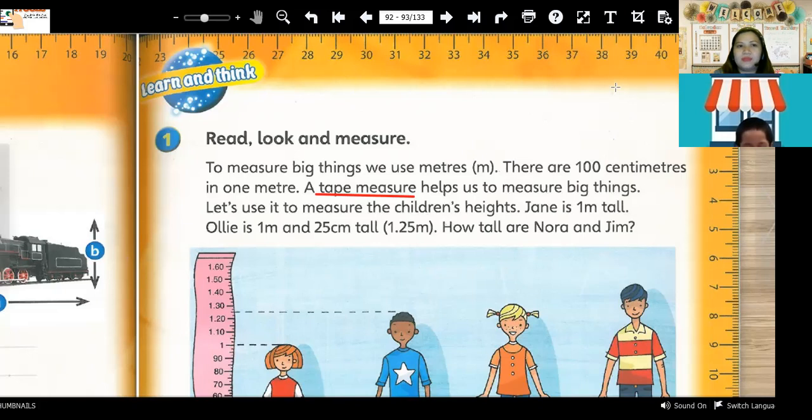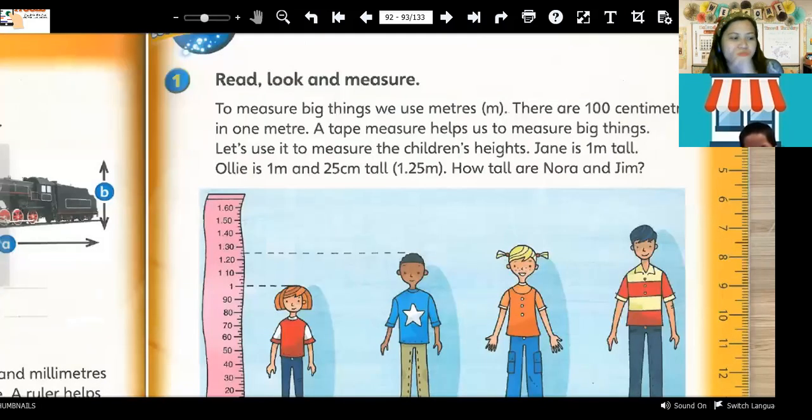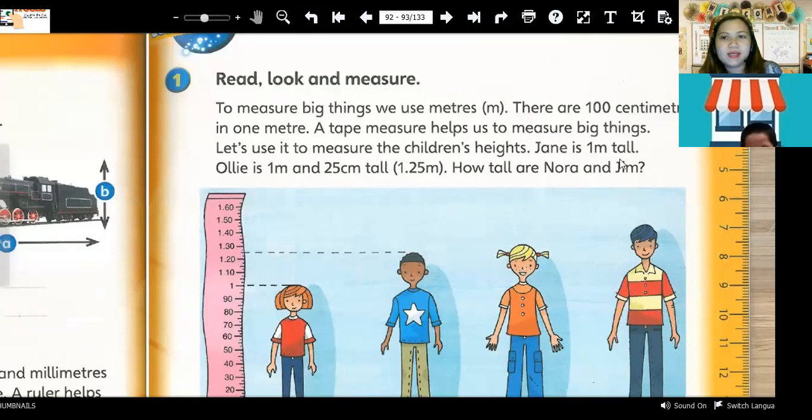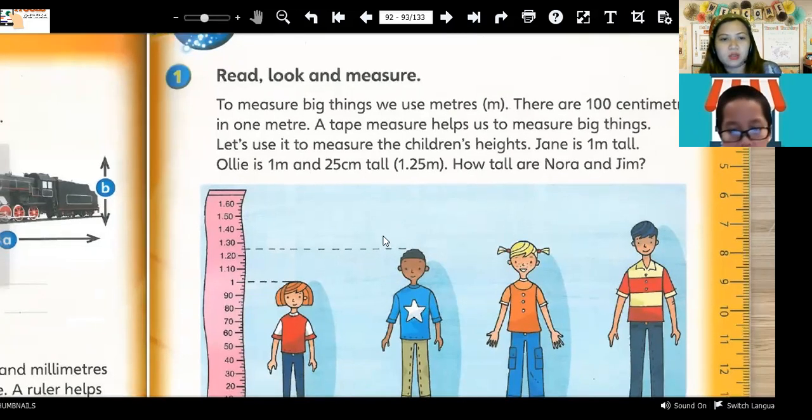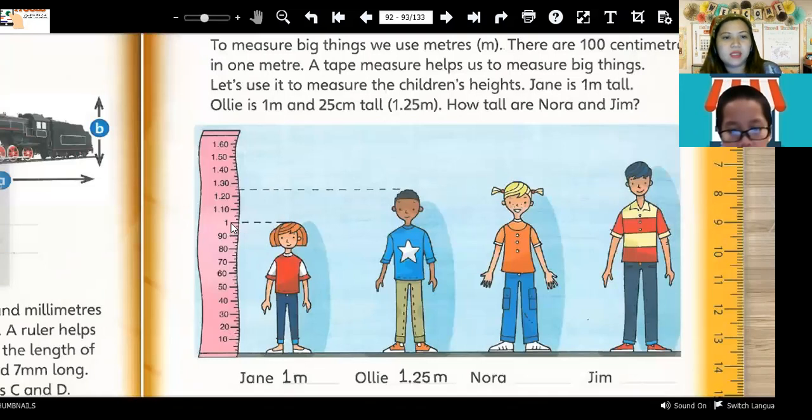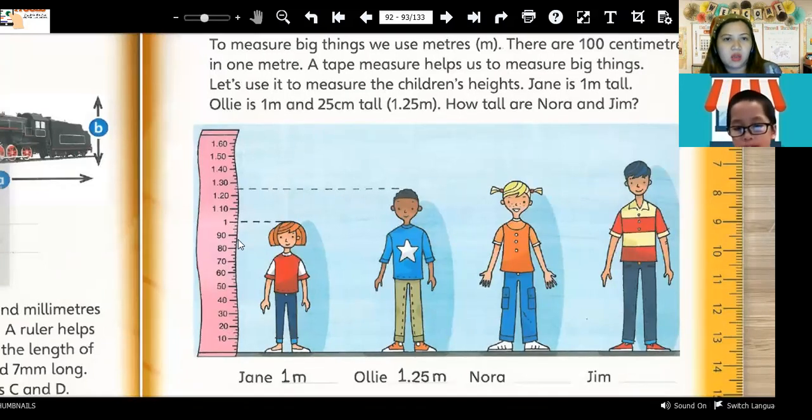Now here, look. Let's use it to measure the children's height. This time it's the height, how tall. So look at the picture. Jane is 1 meter tall. Ollie is 1 meter and 25 centimeters tall.